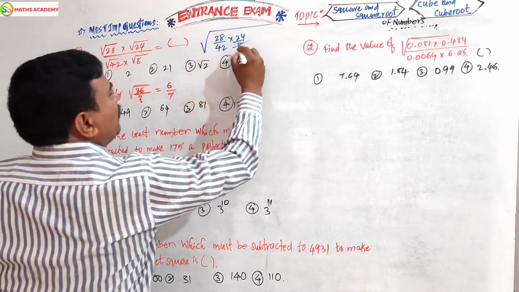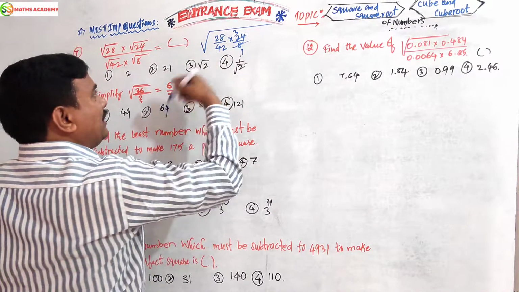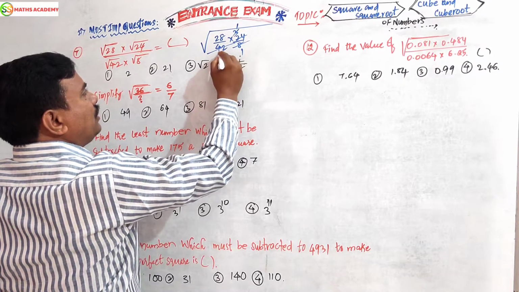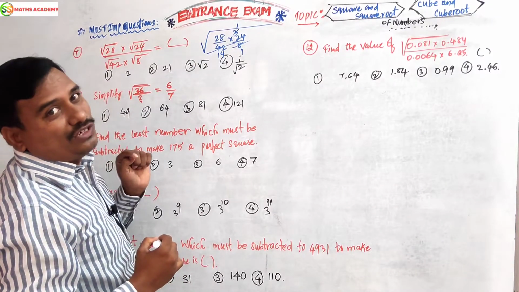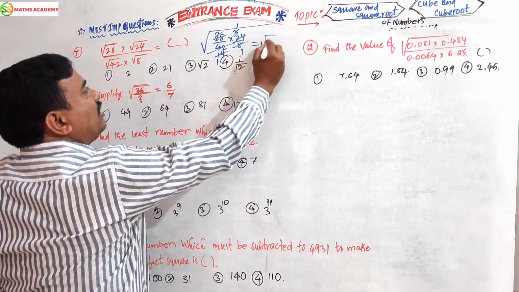Now all are even numbers. 8 1s are 8, 8 3s are 24. Again 3 will be possible to cancel with 42. 3 1s are 3, 3 14s are 42. What is the beauty? Now 14 1s are 14, 14 2s are 28. So the final answer is root 2.